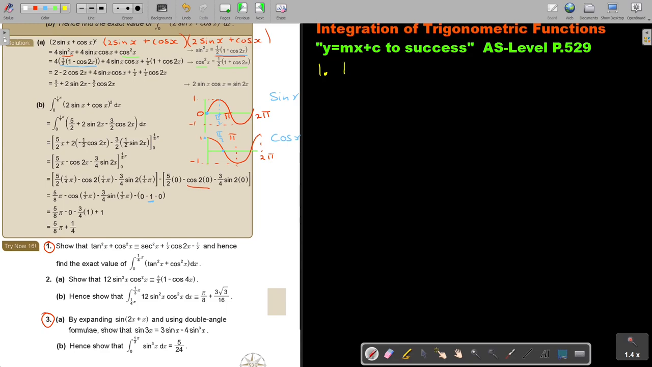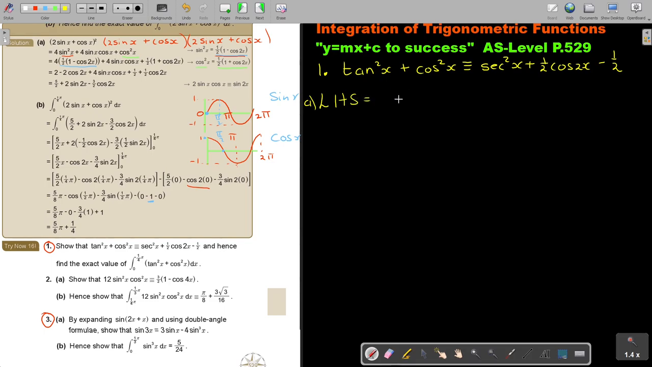Show that, and I'm going to write it down. So tan²x + cos²x equals sec²x + 1/2 cos 2x − 1/2. Okay, now they say show that. So basically, let's start with the left-hand side. This is number A.